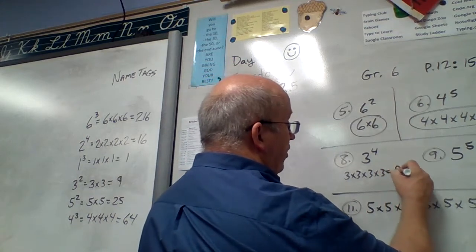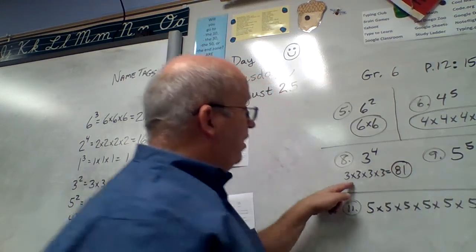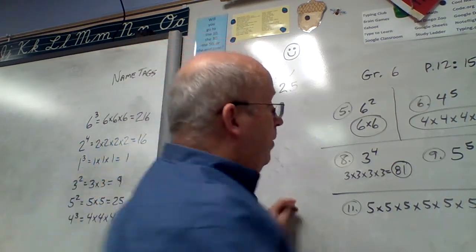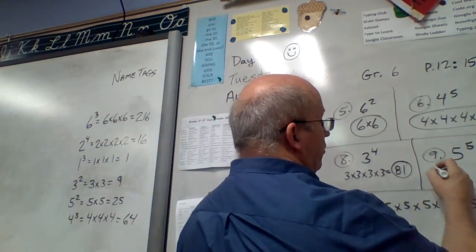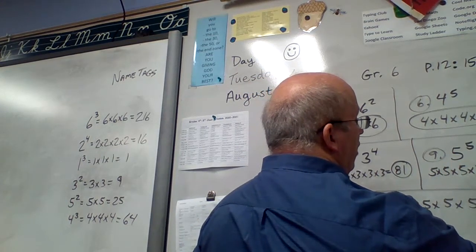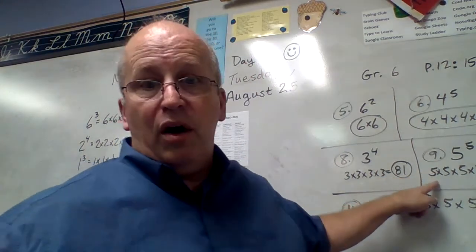So the answer this time is 81, because I figure out what those equal when they multiply together. How about this one? Let's put a line here, separate. 5 times 5 times 5 times 5 times 5. Oh boy, that's a lot of 5s, isn't it?